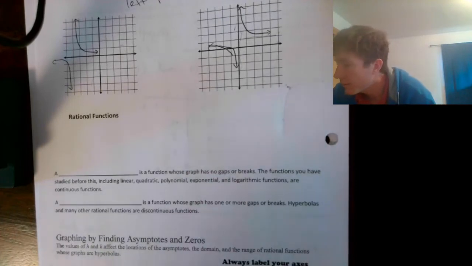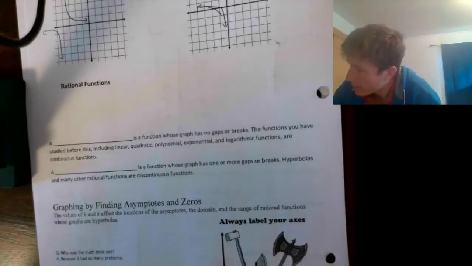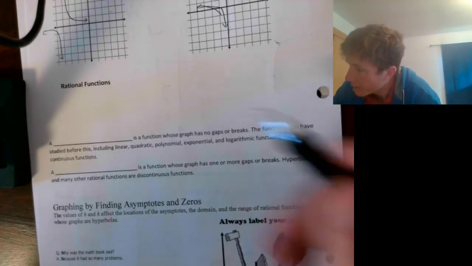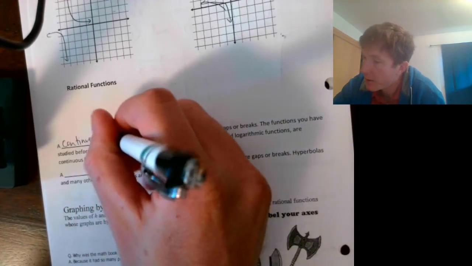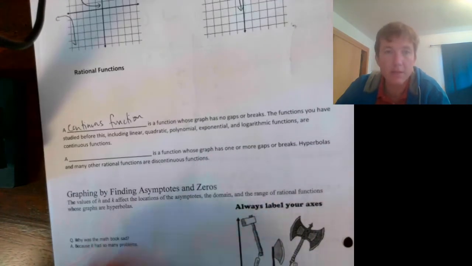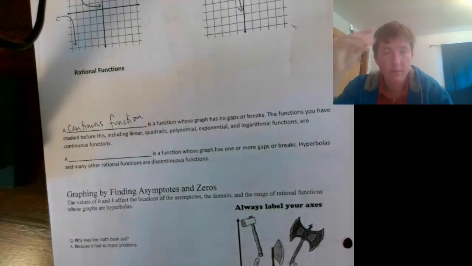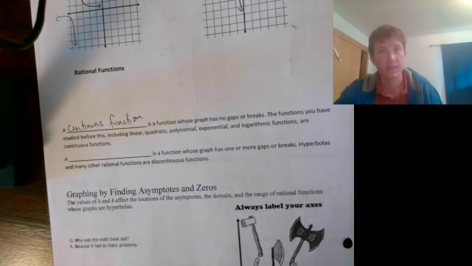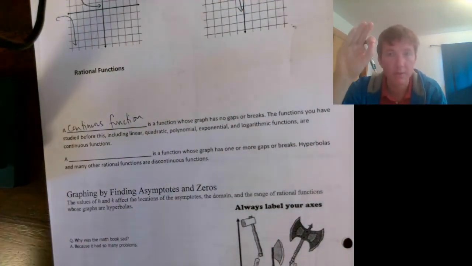Alright, let's look at rational functions. So just looking at this, this would be a continuous function. It's continuous because it has no gaps or breaks, meaning it just moves on and on, and the graph fills out the domain. In other words, any x value you plug into that graph is going to work.